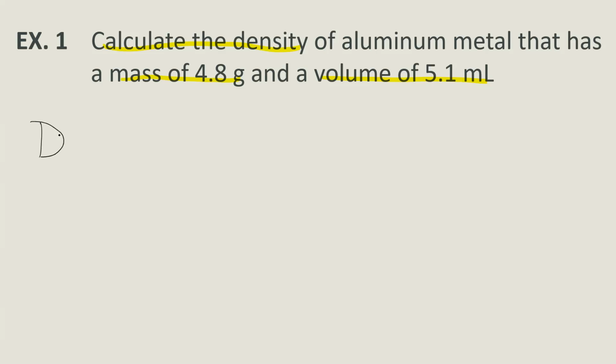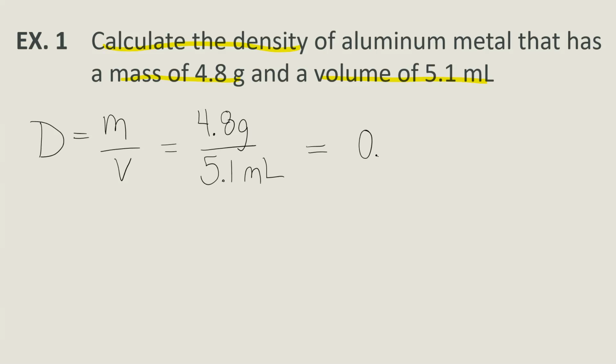Once again, density is mass over volume. My mass is 4.8 g for grams, you need a unit. And my volume was 5.1 milliliters. Those 2 units are not the same, so they do not cancel out. So do your math, plug it into the calculator. 4.8 divided by 5.1, and I get about 0.94, and my unit is grams over milliliters because I didn't cancel them.